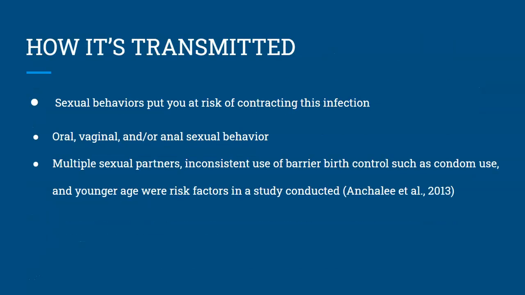So, how chlamydia is transmitted. Chlamydia is usually transmitted through sexual behaviors, as I mentioned before, through oral, vaginal, and anal sex. And your risks are higher if you have multiple sexual partners, you're inconsistent with barrier birth control, such as condom use, and if you're a younger age, you're more at risk for chlamydia.